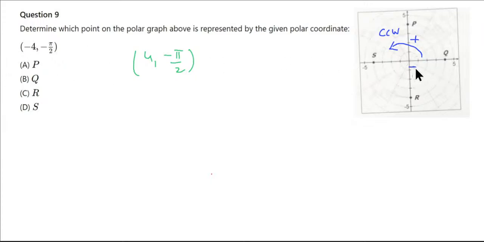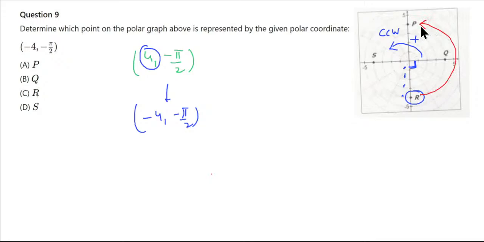Let me just make that symbol. This is 90 degrees over here. And 4 means 4 units, so this is 1, 2, 3, 4. It would have been R had the point been this. But since we are looking for -4, -pi over 2, all you have to do is swing this point 180 degrees. If you swing this point 180 degrees, it goes right on the other side, which is point P. So our answer should be P.